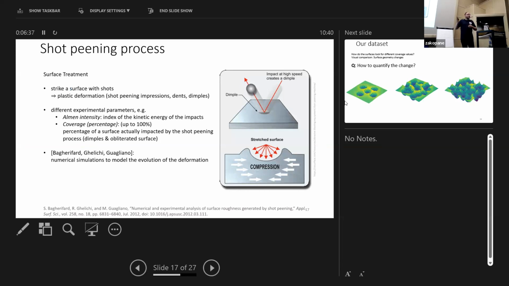So for shot peening, you often do that when you want to strengthen a certain material in a certain way. And it works by shooting a lot of steel balls on top of the surface. And due to this impact, they strengthen the material by having these compression forces. And that works quite well.